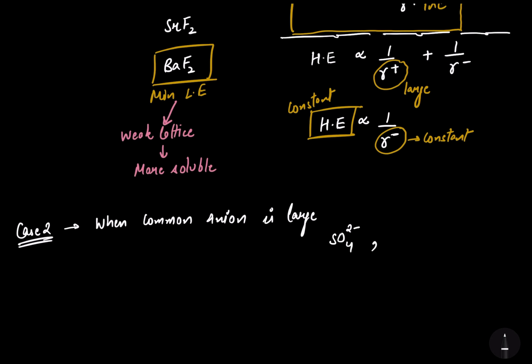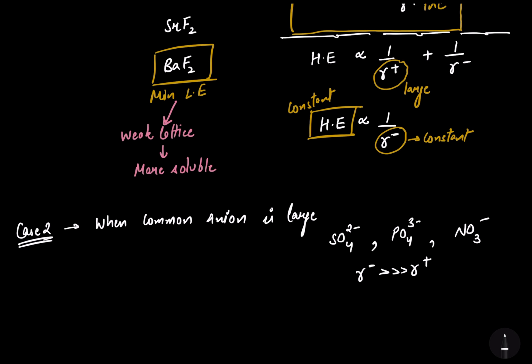Let me take another example, PO4 3 negative. This anion is also a combination of 5 atoms, 1 of phosphorus and 4 of oxygen. Let's take another example, NO3 negative. This anion is also an assembly of 4 atoms, 1 of nitrogen and 3 of oxygen. So these anions are actually very large, due to which the radius of the anion will be this time much greater than the radius of the cation.